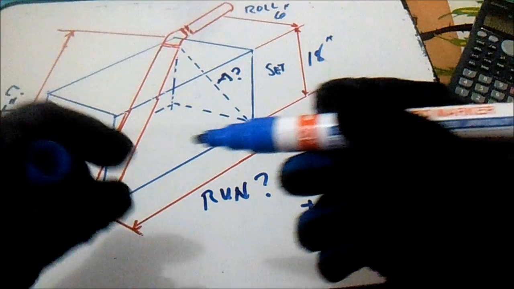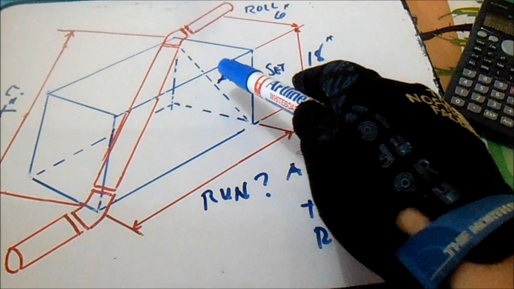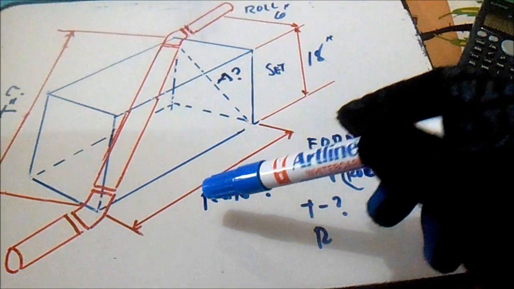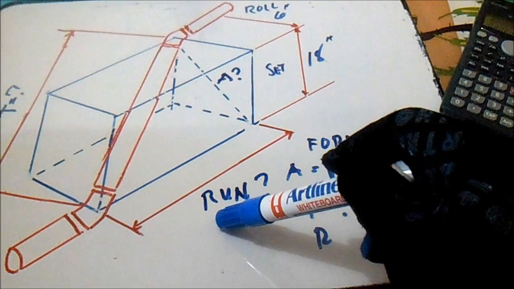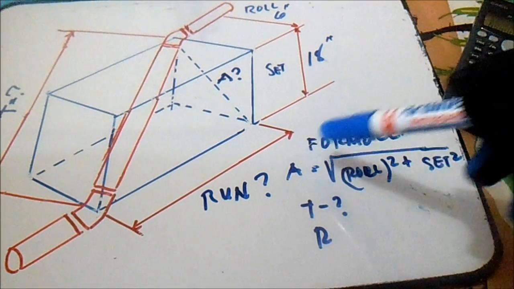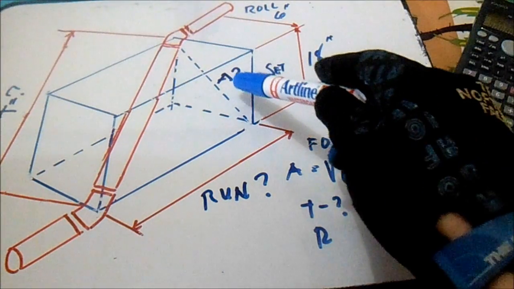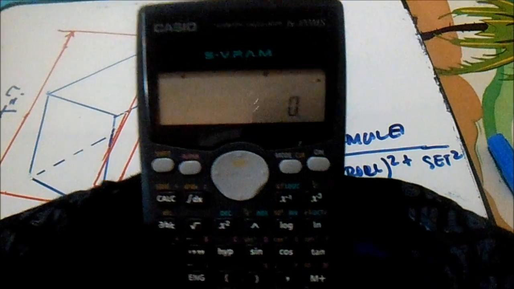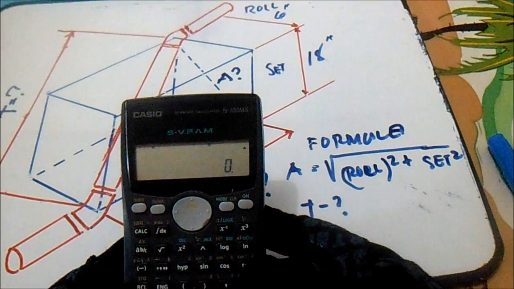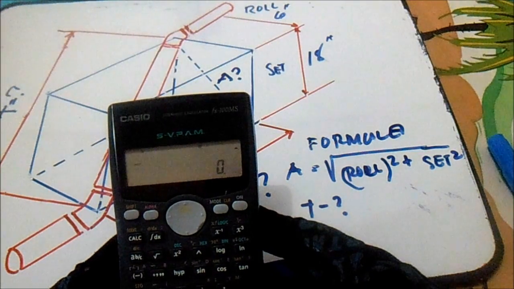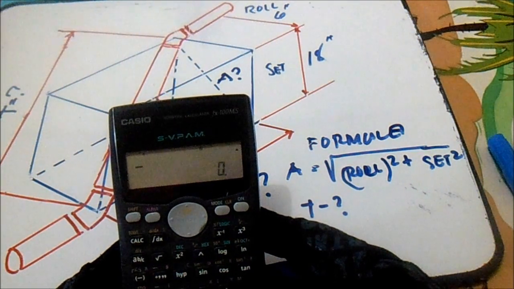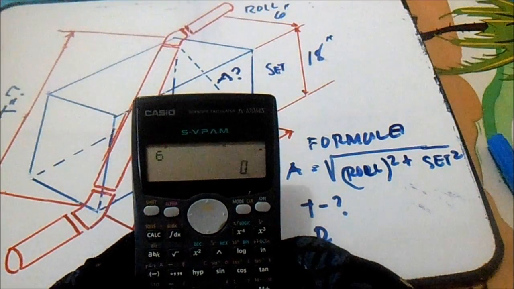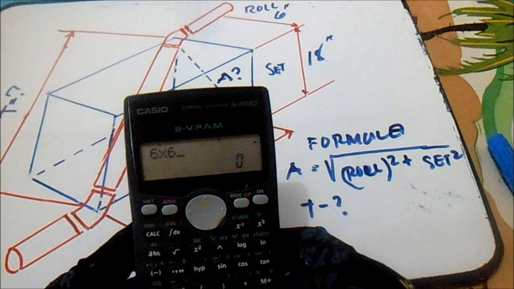So we will find the letter A to get the travel and also the run. First we will find this letter A to get this travel and also to get this run. So by using this formula we will find this letter A first. We will compute it using this calculator. So our given is 6 and also 18. Using this formula, 6 is our roll, 6 squared, it means 6 times 6.